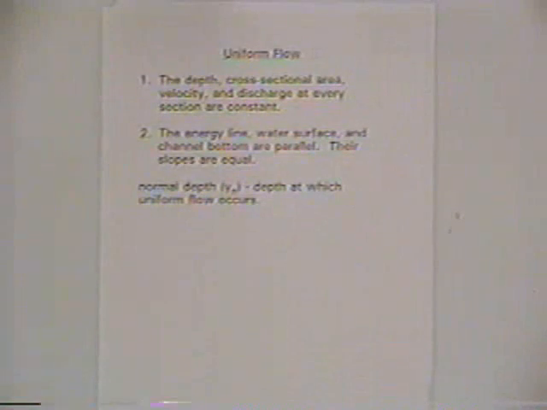So if you picture a channel, whatever shape and form it may take, uniform flow means that all the flow characteristics are the same along the length of the channel. And then if you visualize the energy diagram, that means that the slope of the energy line, the slope of the water surface, the slope of the channel bottom, they're all parallel. By definition, normal depth is just the depth at which uniform flow occurs.